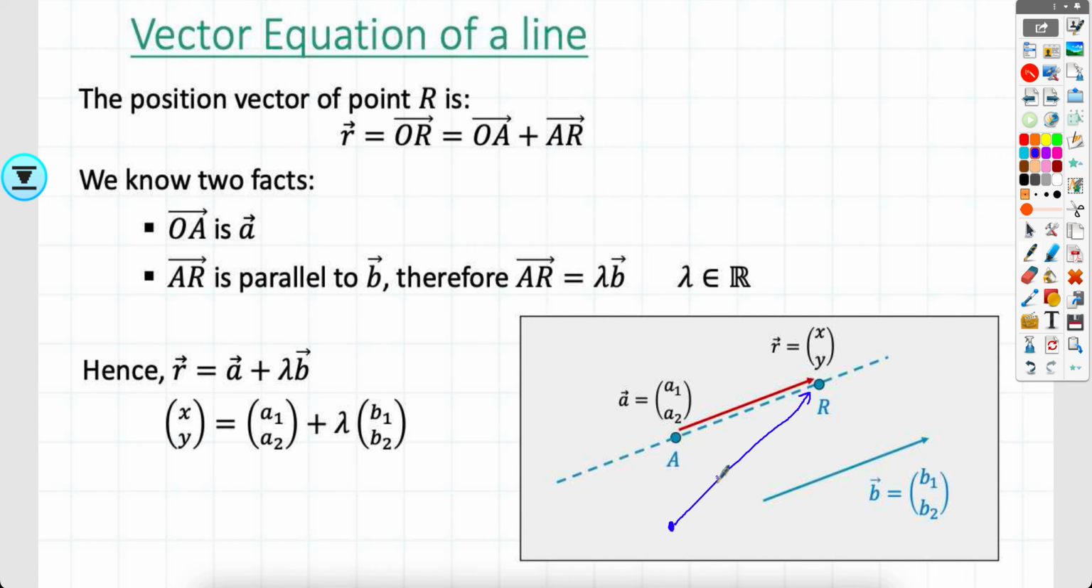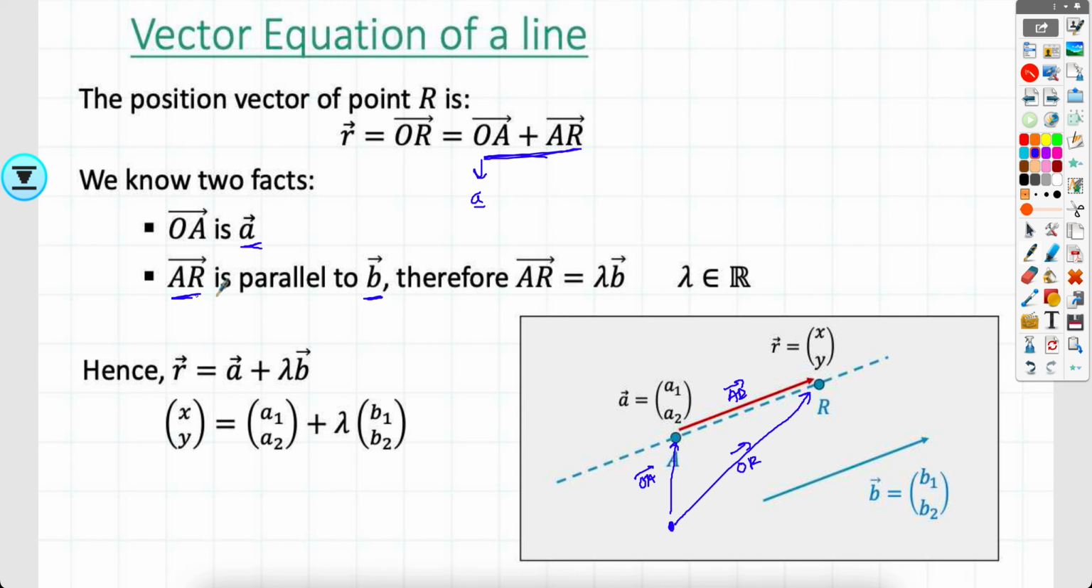O to R can be found by taking O to A, and then taking A to R. So that's another way of defining O to R. We're setting it up right now. Well, we know a couple of facts here. We know that O to A is basically just vector A. And I know that AR, by the way I've established the line, is parallel to B.